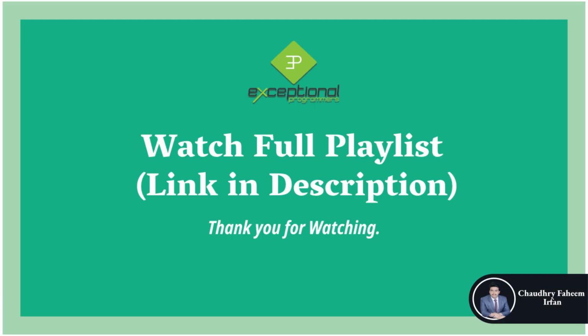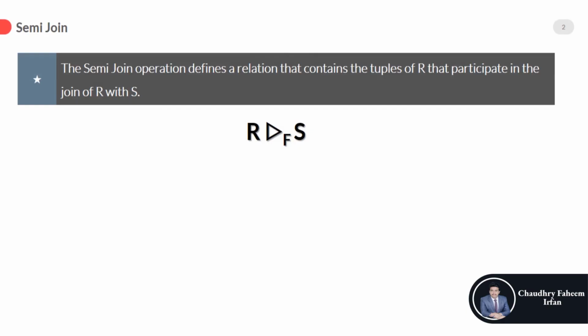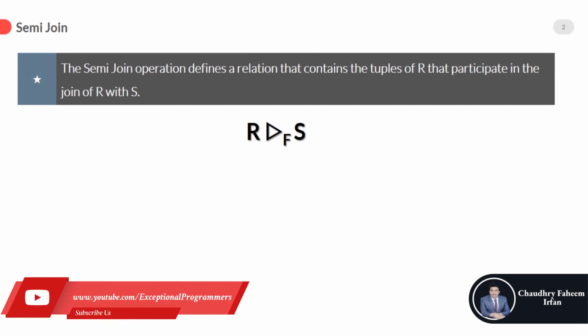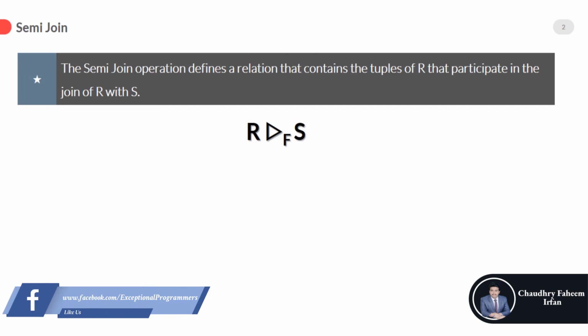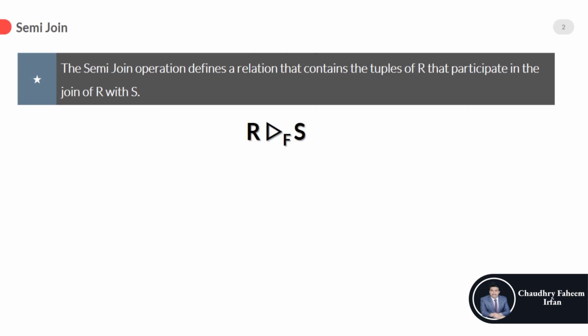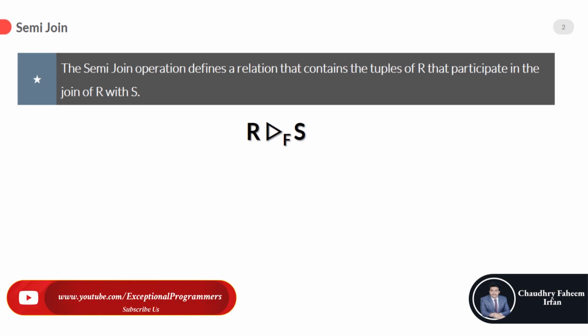Welcome to this lecture. In this lecture, we are going to learn about semi-join. The semi-join operation defines a relation that contains the tuples of R that participate in the join of R with S. Semi-join matches the tuples of two relations or tables in any DBMS and then shows the matching tuples or rows of the relation whose name is mentioned on the left side of the semi-join operator. The semi-join operation performs the join of the two relations and then projects over the attributes of the first relation.